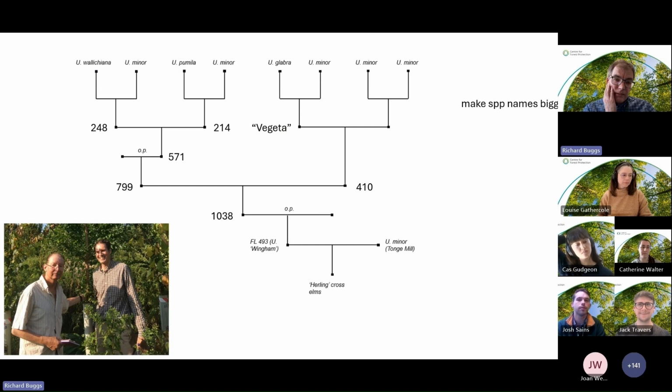Here's a family tree for a cross that you're going to hear more about in the next presentation by Kaz Gudgeon. It was a cross done by David Hurling between Wingham and Ulmus minor at Tong Mill, and you can see the different parents of the cross, and some open pollinations also occurred in the origin of Wingham.